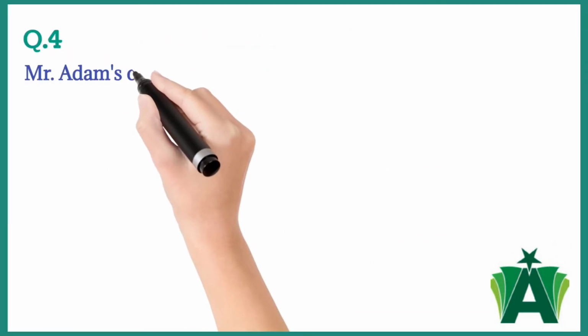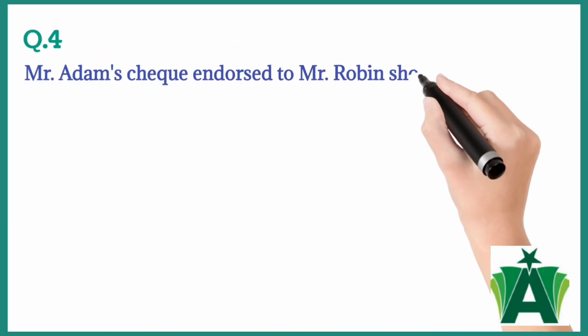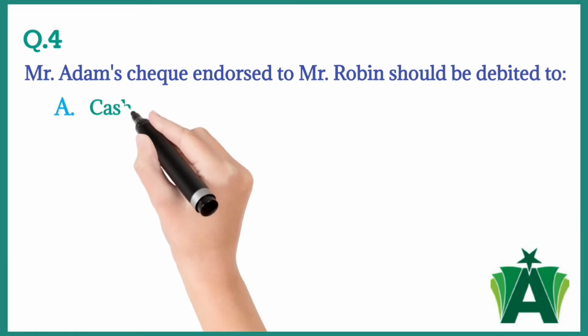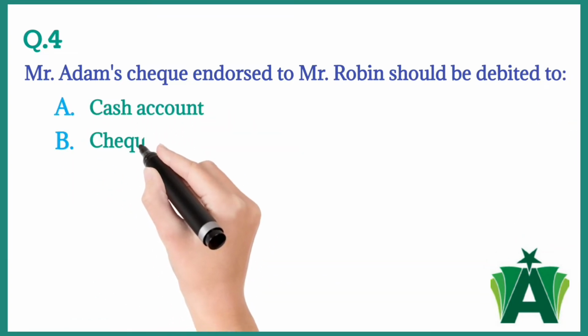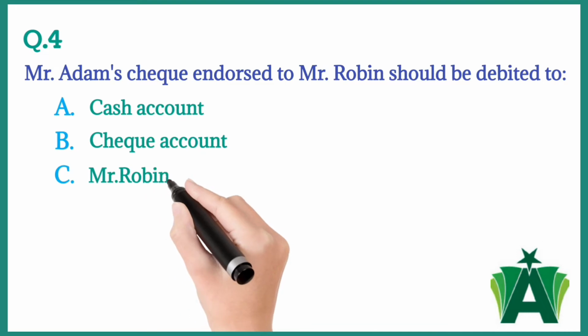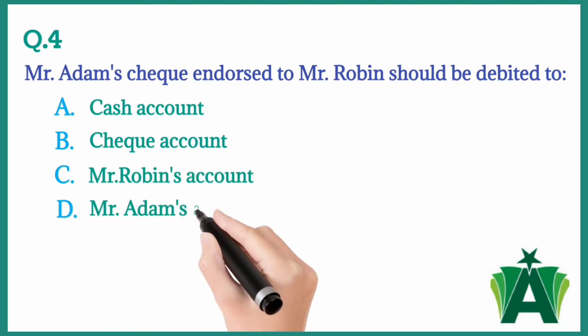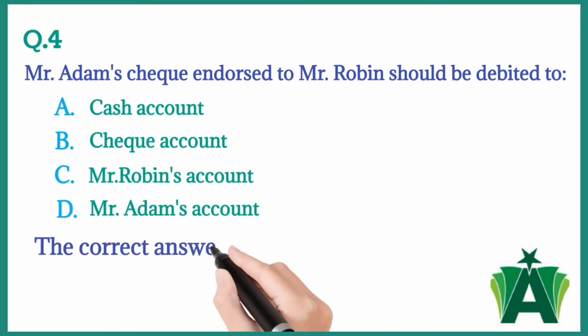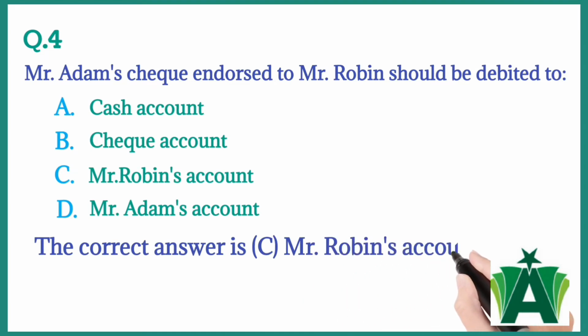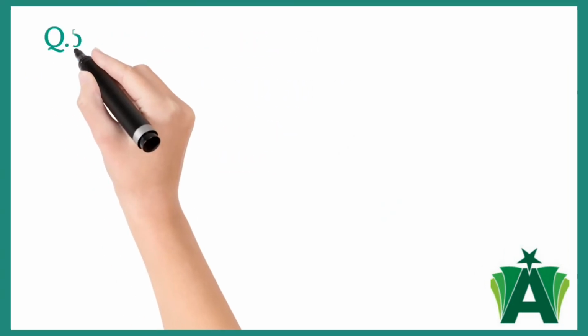Question number 4. Mr. Adams' check endorsed to Mr. Robbins should be debited to A. Cash account, B. Check account, C. Mr. Robbins account, D. Mr. Adams account. The correct answer is C. Mr. Robbins account.